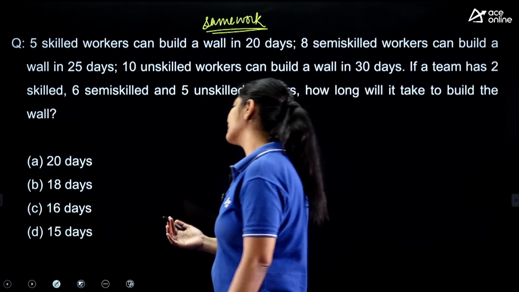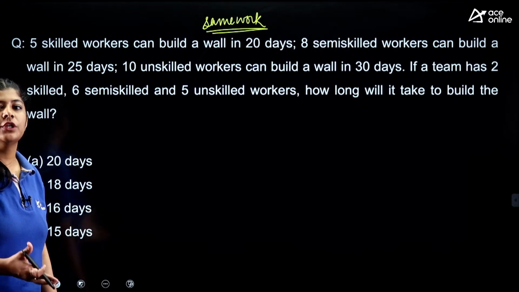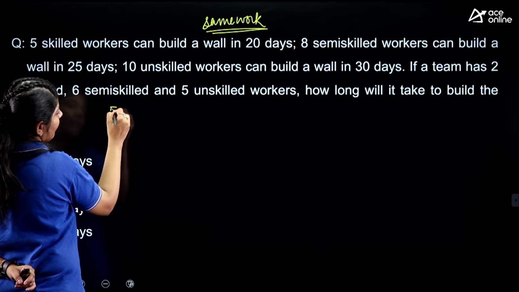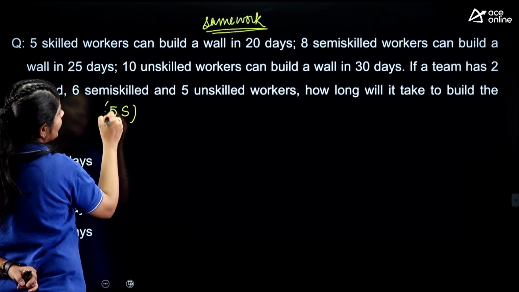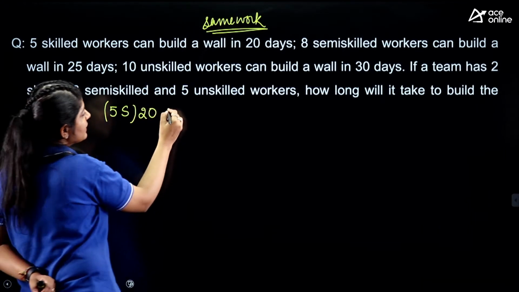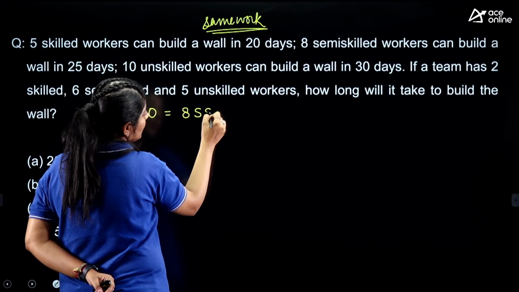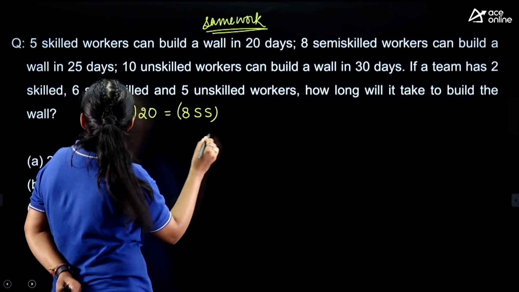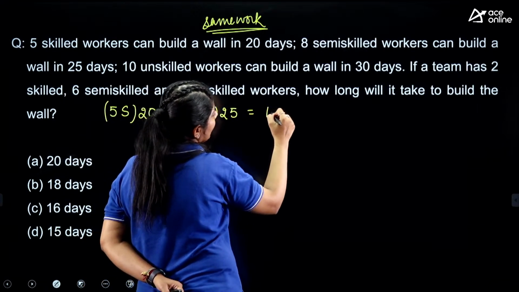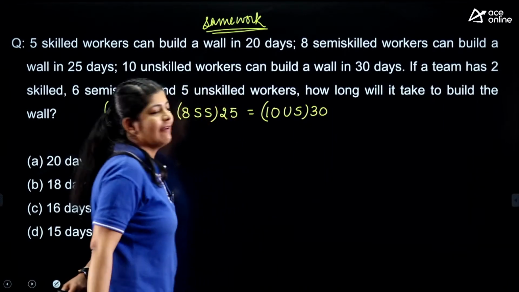As we know that here the work is same, so we can easily apply the concept of M1 D1 equals M2 D2 equals M3 D3 and so on, right? So here the question is saying that I am having 5 skilled workers which completed some work in 20 days, M1 D1, which is equal to the same work done by 8 semi-skilled workers in 25 days. The same work is done by 10 unskilled workers in 30 days. Basically, we are having this data.